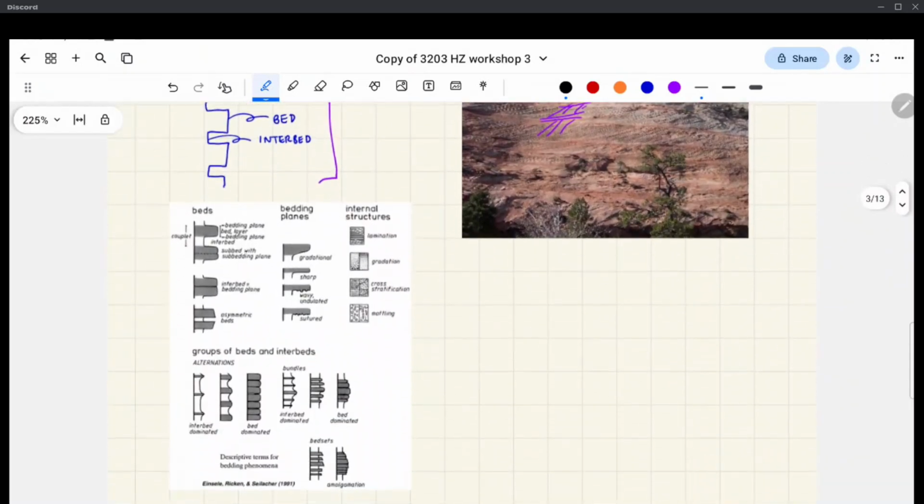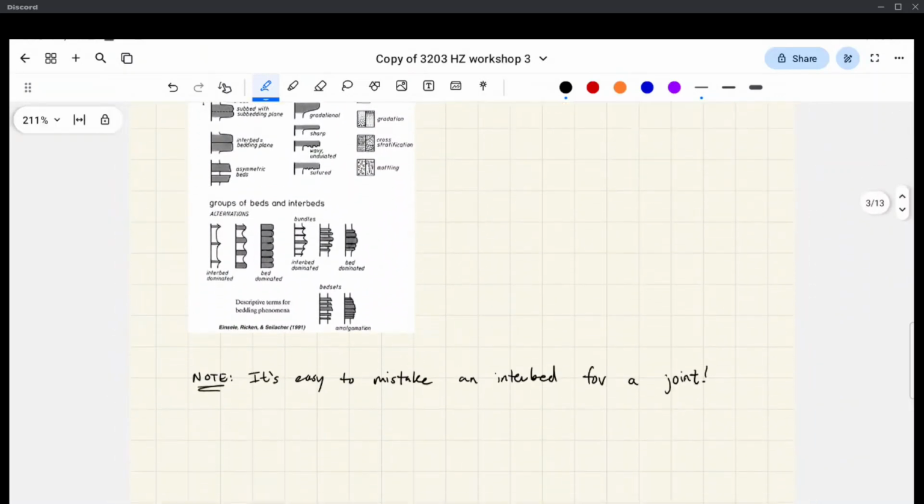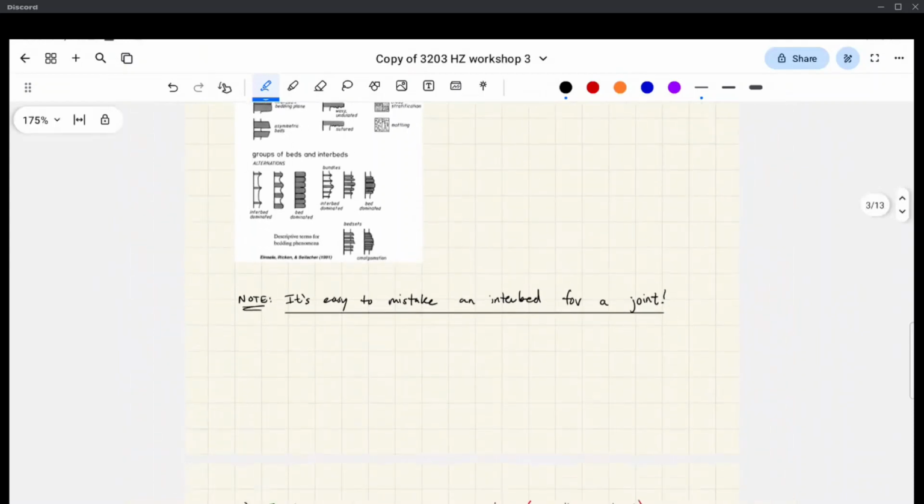And then there's a bit more detail here. You can read through it yourself if you like. But there's different ways to describe your bedding planes. I'll explain this more after I explain the joint, but this is kind of diving forward into the defect mapping part of week 4. It's really easy to mistake these two things because they're probably the two most common types of defect, the interbeds and the joints. But I'll tell you the difference in a bit.